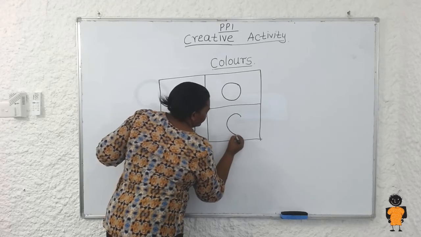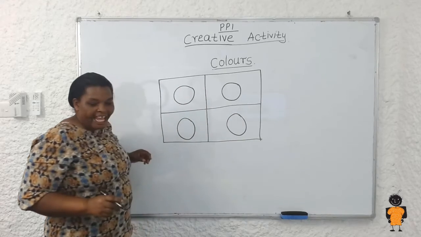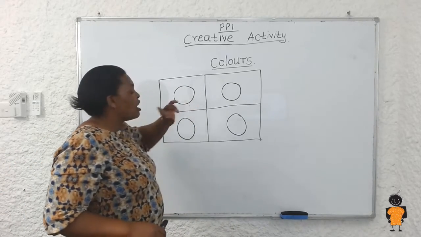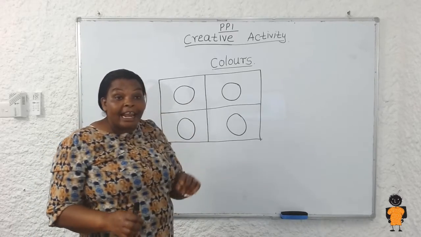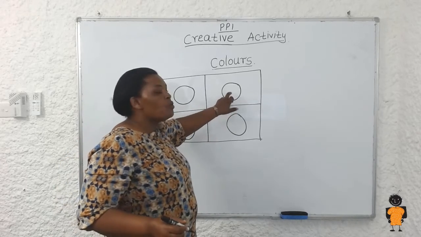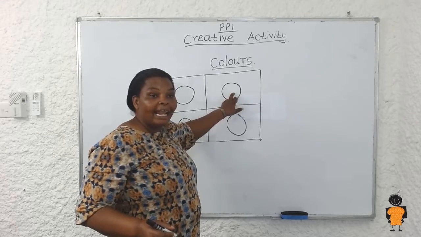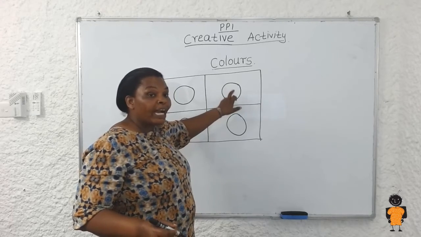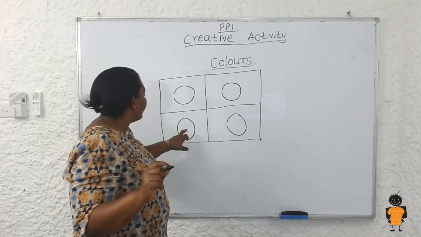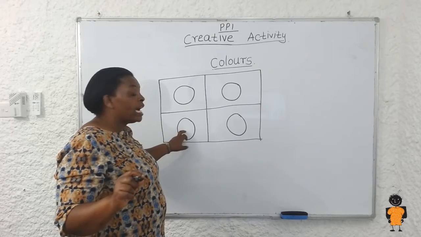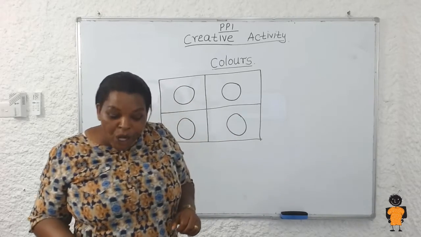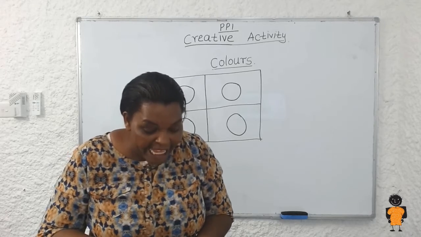and the last one. Then after that, you are going to color. The first ball you are going to color red color. The second one you are going to color blue color. And the third one, you are going to color green color. The last one, you are going to color yellow color.